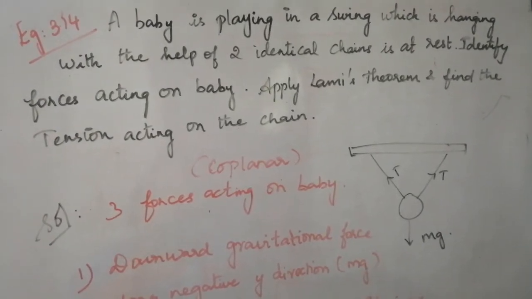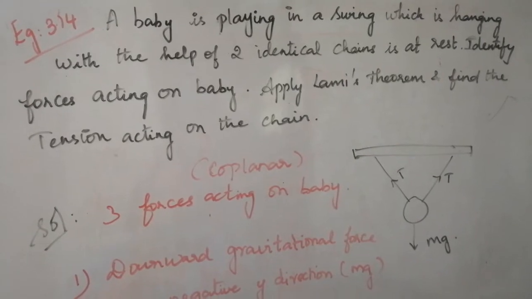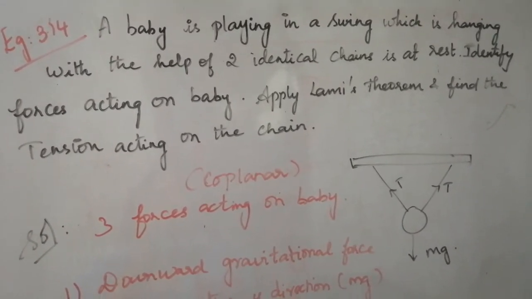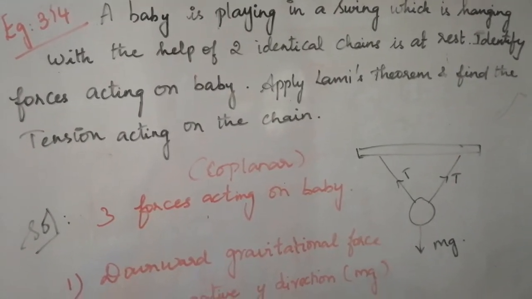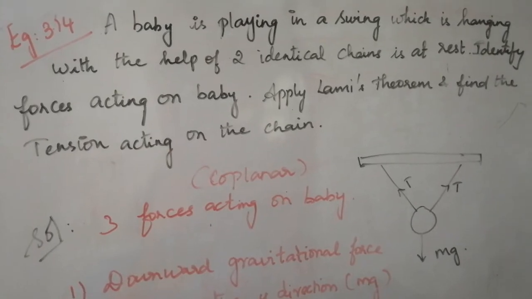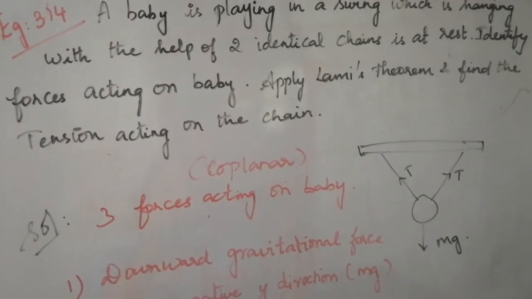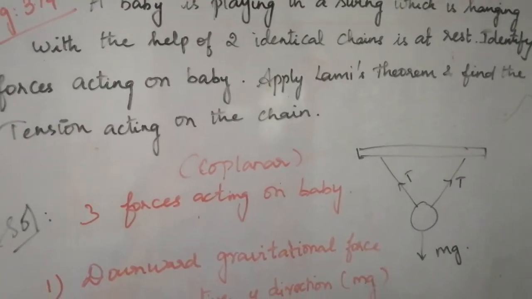Next we have example 3.14. The question is, a baby is playing in a swing which is hanging with the help of two identical chains and is at rest. Identify the forces acting on the baby, apply Lami's theorem and find the tension acting on the chain. So you have to find first what are the forces acting on the baby.